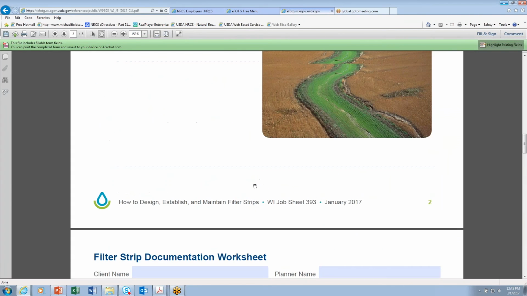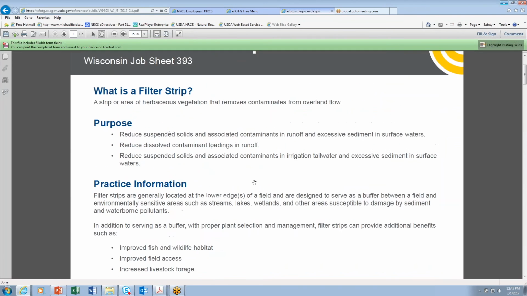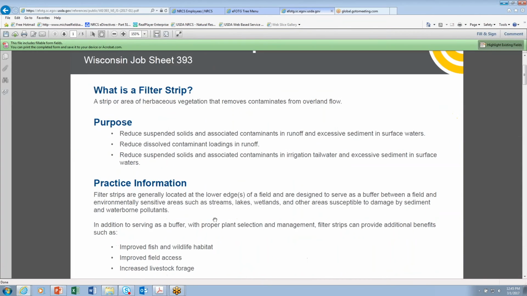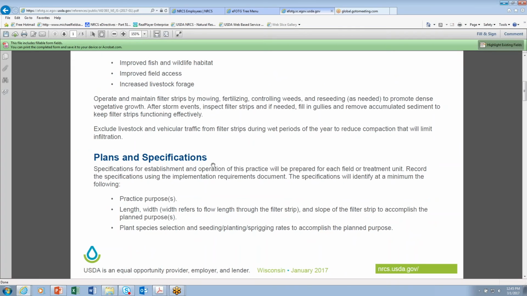And as you go down through practice standards, you will see most of them have job sheets for Wisconsin. We have been working very hard to build good job sheets to help you with planning and to really help get plans and specs captured so we don't accidentally leave a landowner without some piece of the knowledge to keep these things in good shape. Okay? Anything else?